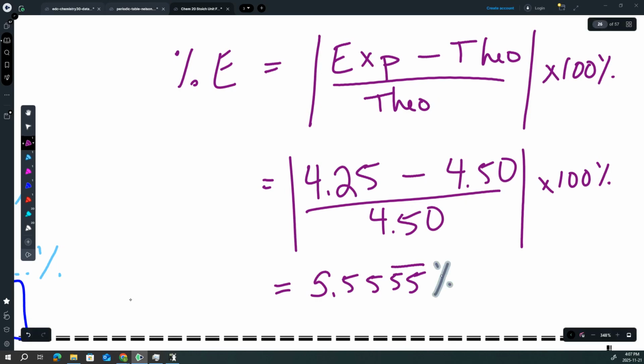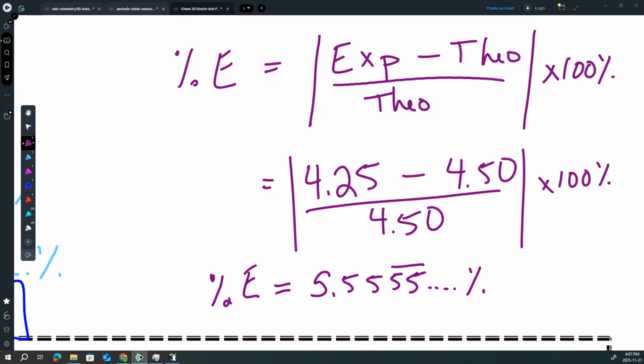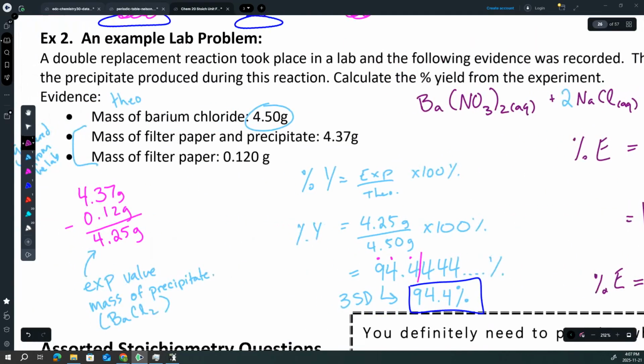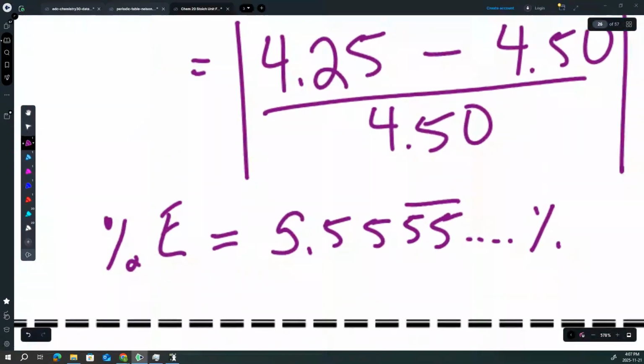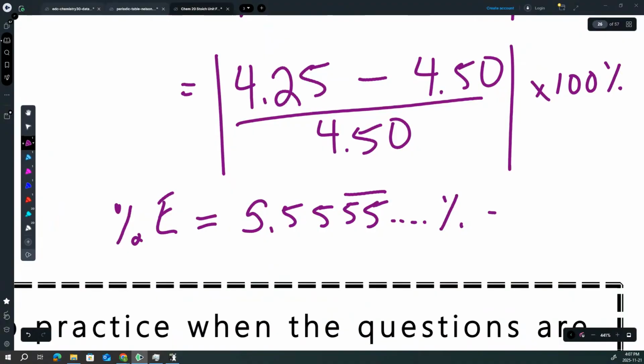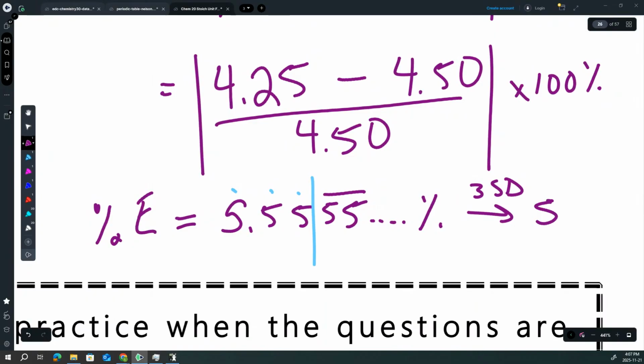And actually, I'm going to go percent. So this line over top of the 5s just means they keep on repeating. All right, so like we said, the numbers given to us are all in 3 sig digs. So I'm going to put my final answer here in 3 sig digs. So counting from the left, 1, 2, 3. There's my cutoff line. So it's going to be 5.56%.